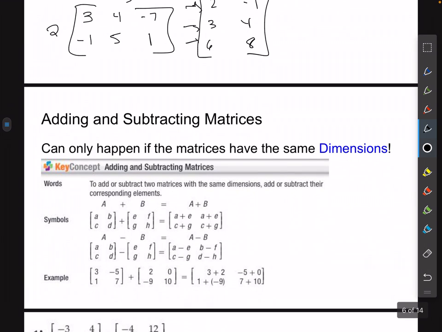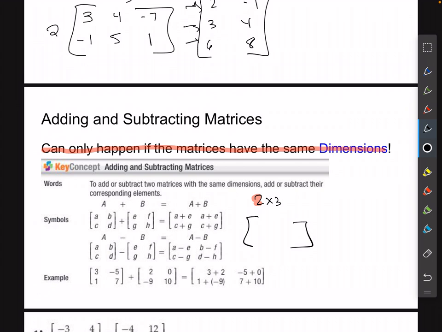All right, so guys, for adding and subtracting these things, this is very important here, this can only happen if the matrices have the exact same dimensions. So if we're going to add 2 matrices together, we can only do it if we have the exact same kind of matrix with the same dimensions. What that means is if I have a 2 by 3, let me switch back.